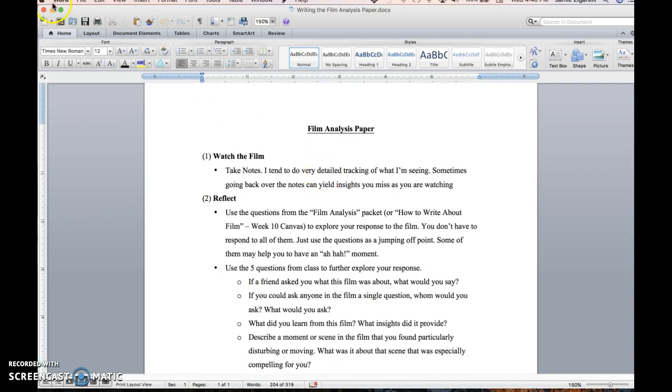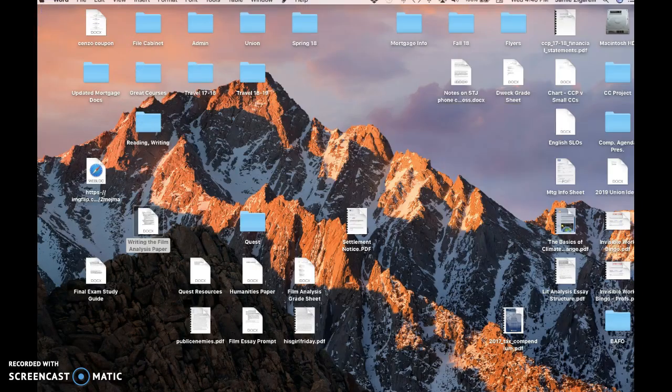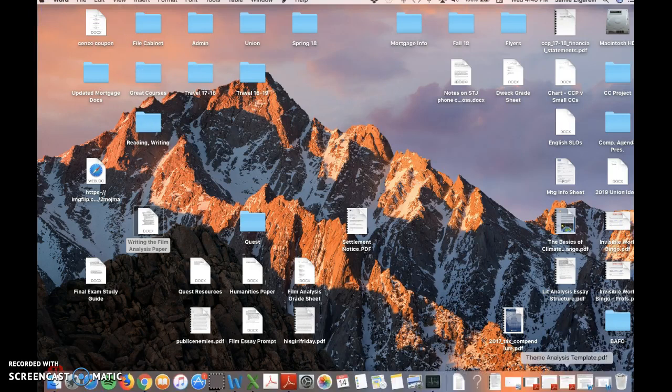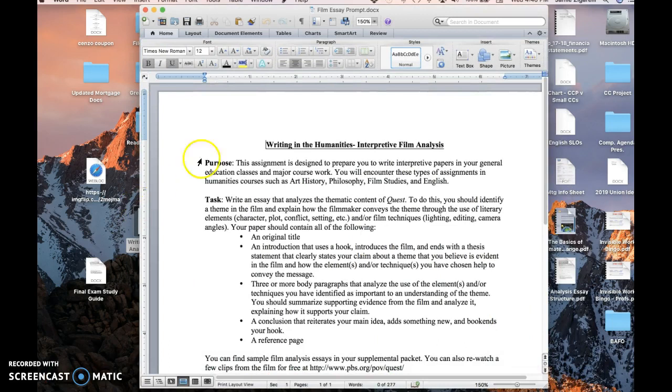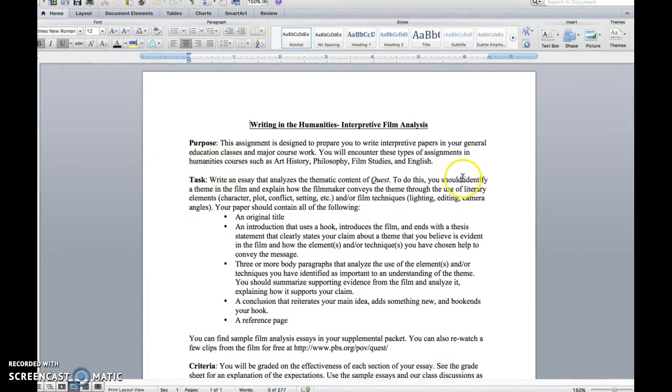And I just want to show you a couple other of the documents that are going to be useful for you. Don't mind my frightening desktop. Okay, so first off, the prompt, right, is, this assignment is designed to prepare you to write interpretive papers in your gen ed classes and major coursework. And here is where I detail what the task is.